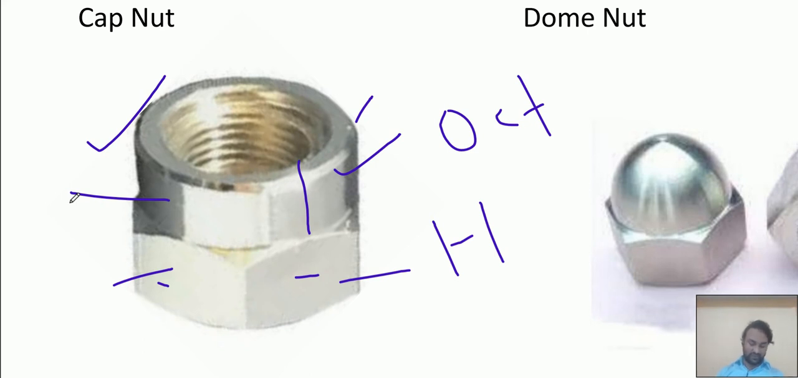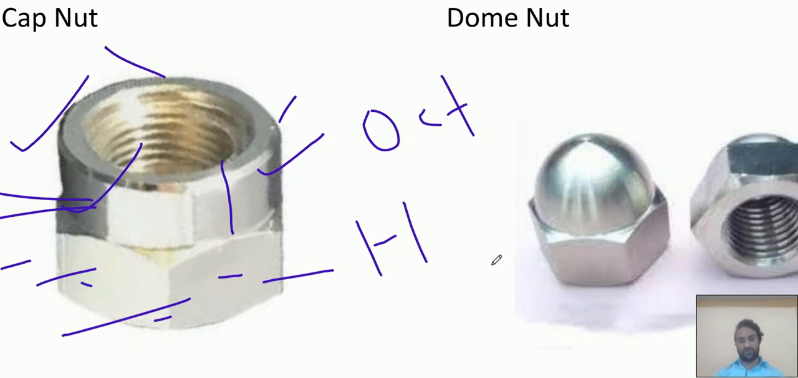The reason is sometimes we have limited space, so we will use this part of the nut to open it or lock it or unlock it, and if we have enough space, we can use this one to lock or unlock it. Okay, I hope I have clarified this.